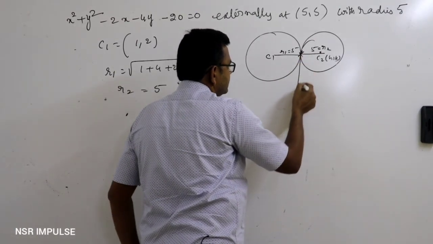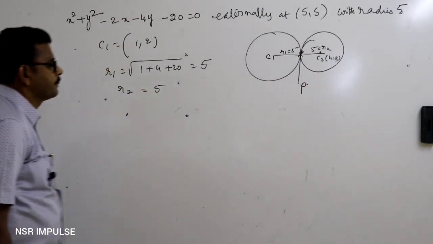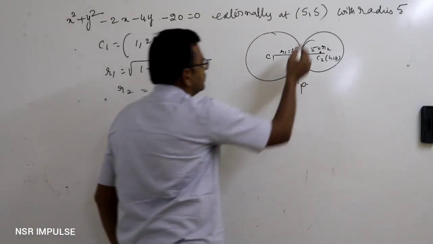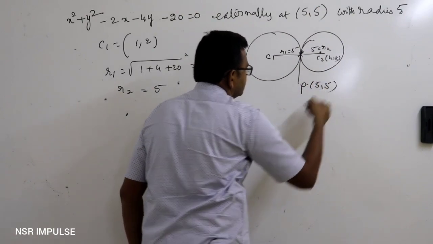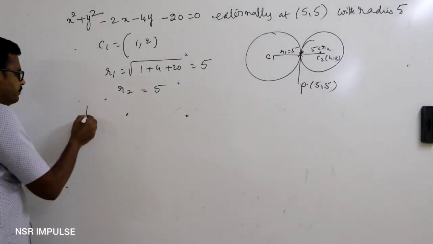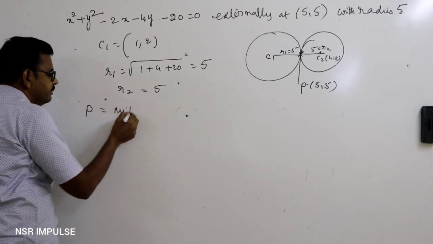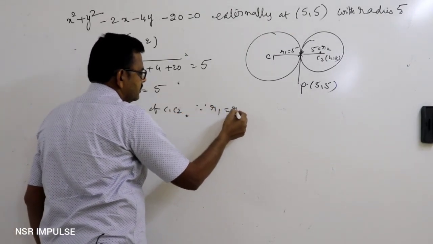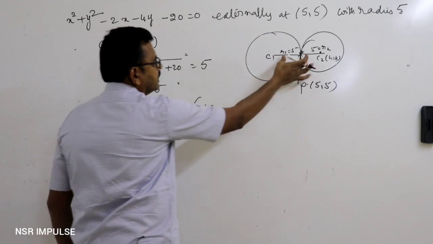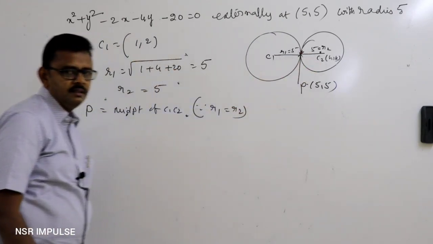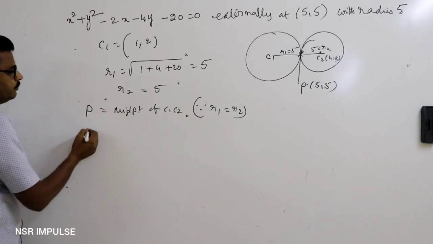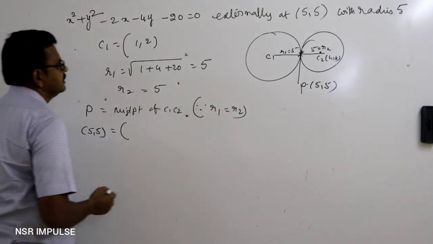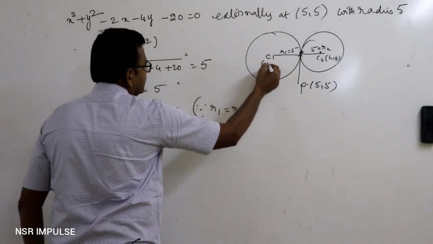This implies the point of contact is the midpoint, and also the point is given, 5 comma 5. Therefore, the point P is equal to the midpoint of C1 C2, since R1 is equal to R2 and the two circles touch each other externally. So what is the point of contact? 5 comma 5 is equal to the midpoint. Midpoint of C1 C2, where C1 is 1 comma 2.